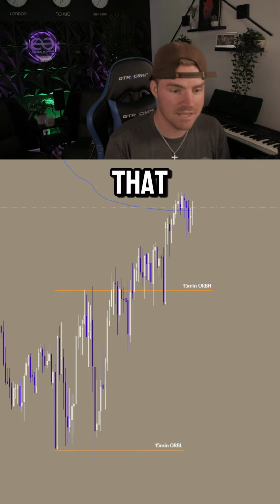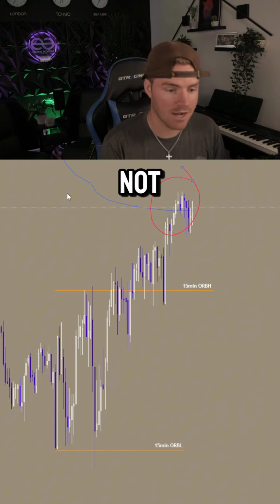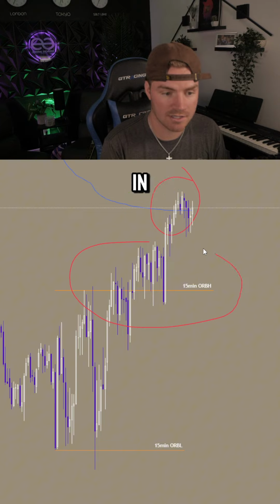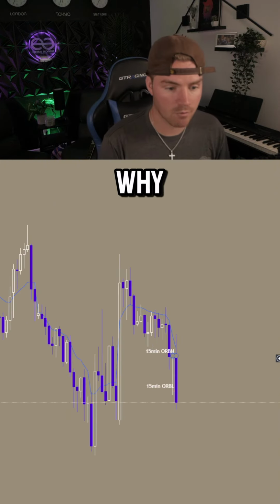And while you can see that move did eventually happen, it did not offer enough reward, and it was not in alignment with our overall market structure for me to trust taking these longs in this chop. And you might be thinking, well, we had a very bullish structure there. Why would you not long?